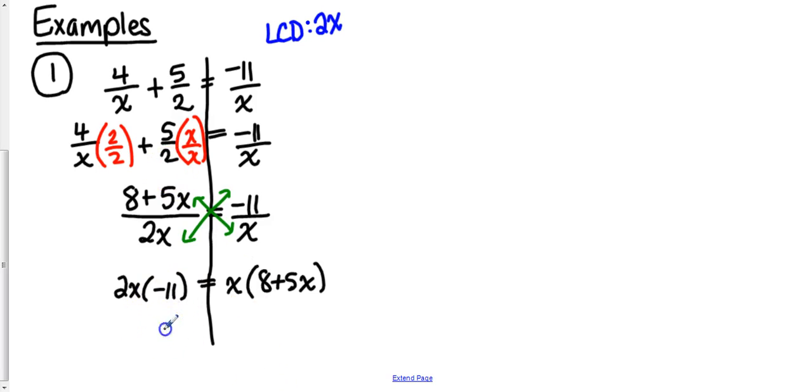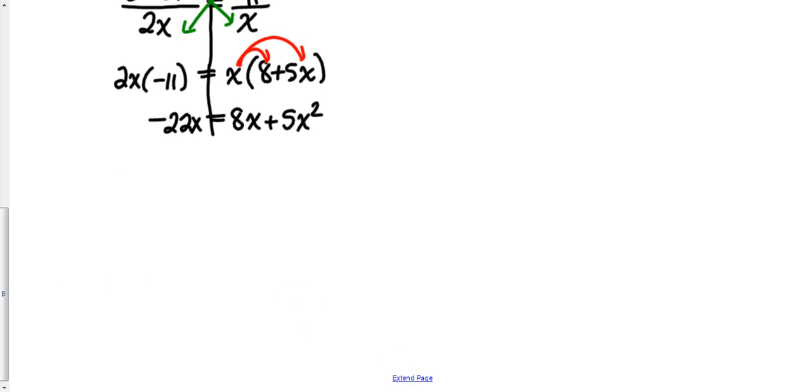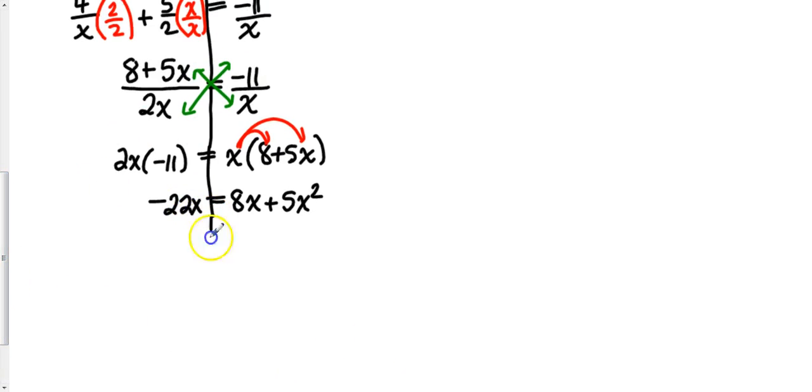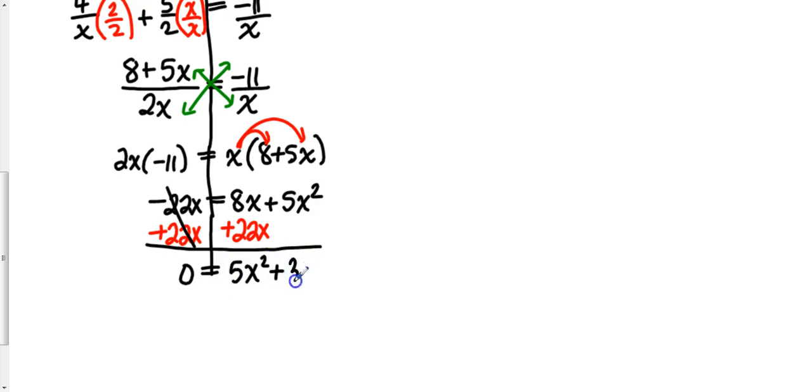So multiplying the left side, we'll get negative 22x equals x times 8 is 8x, x times a 5x is positive 5x squared. It's easiest at this point to get this left side equal to 0, so I will add 22x over to the other side. We get 0 equals 5x squared plus 30x.